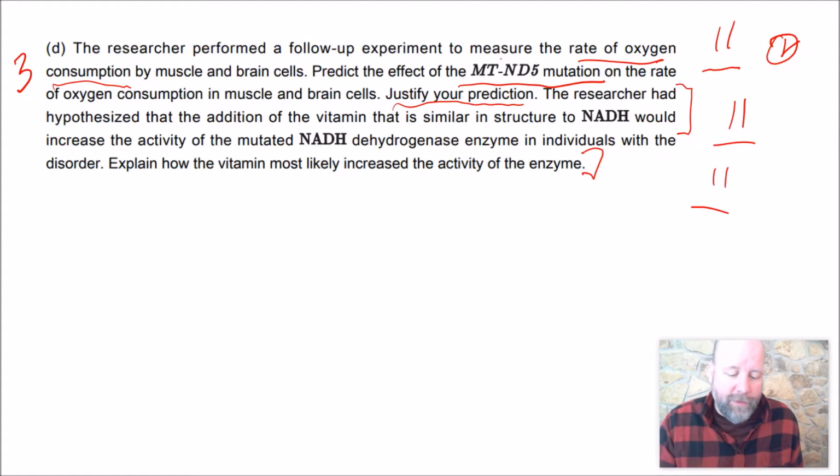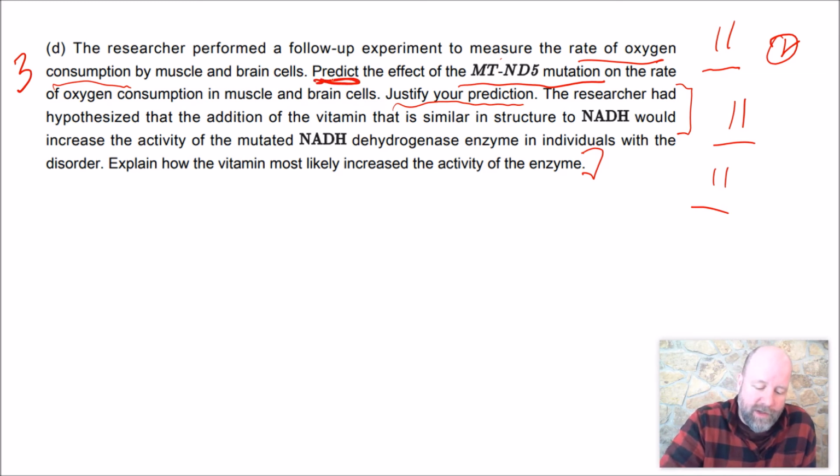We've answered all three of the easy ones. The researcher performed a follow-up experiment to measure the rate of oxygen consumption by muscle and brain cells. Predict the effect of that mutation on the rate of oxygen consumption in the brain cells. Okay, so that's our first question. We need to predict, and that would probably be bold typed in the actual test.